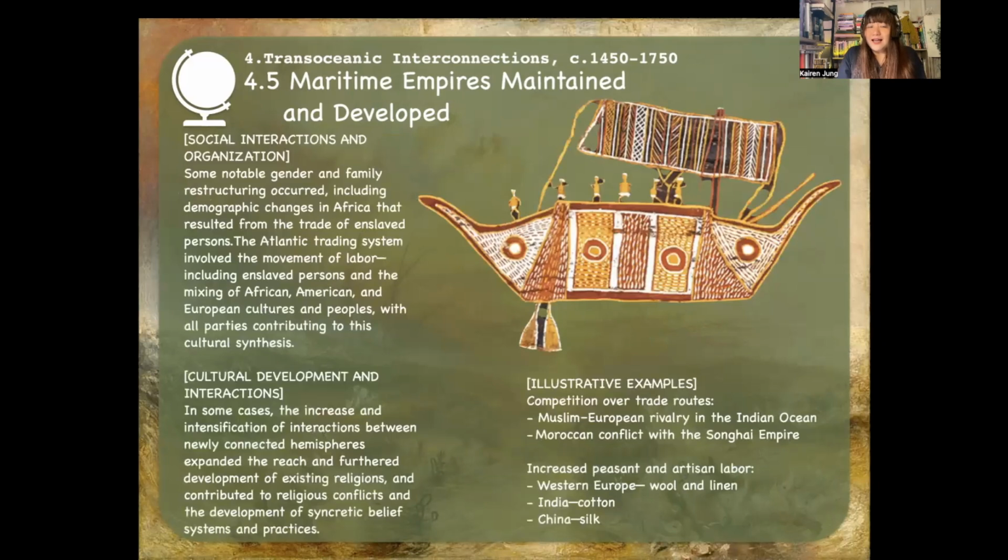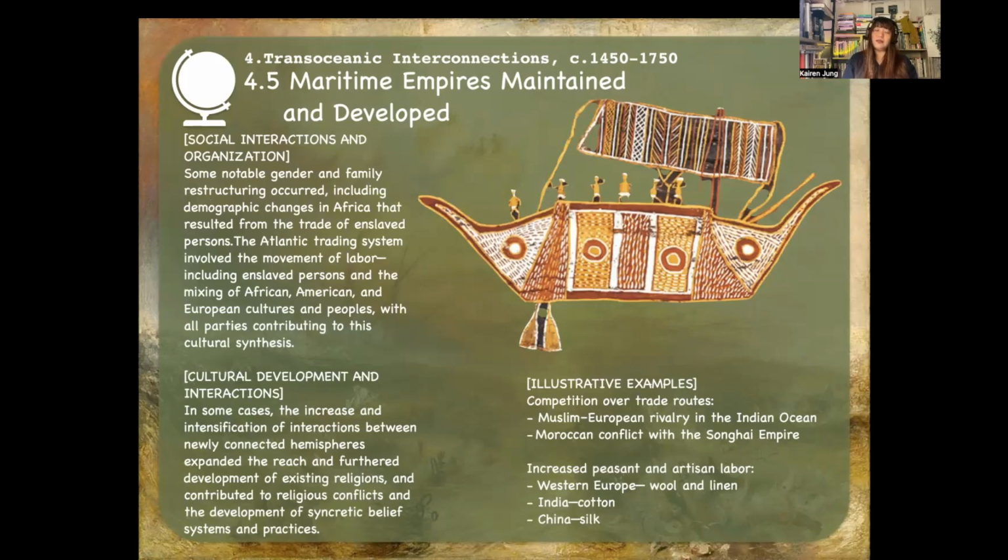When we look at social interactions and organization at this time, some notable gender and family restructuring occurred, including demographic changes in Africa that resulted from the trade of enslaved people. The Atlantic trading system involved the movement of labor, including enslaved people, and the mixing of African American and European cultures and people, with all parties contributing to this cultural synthesis.